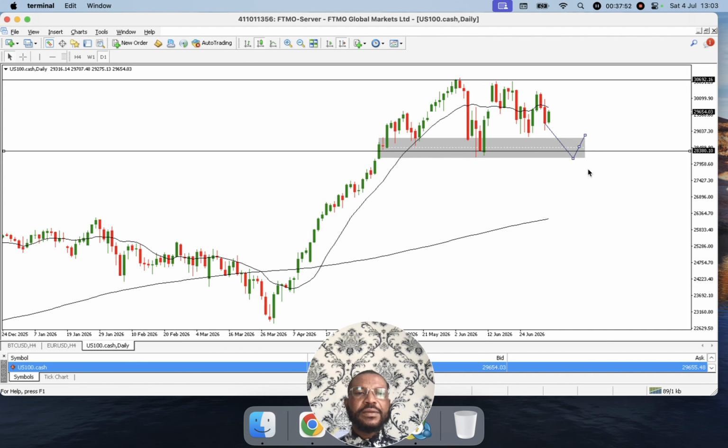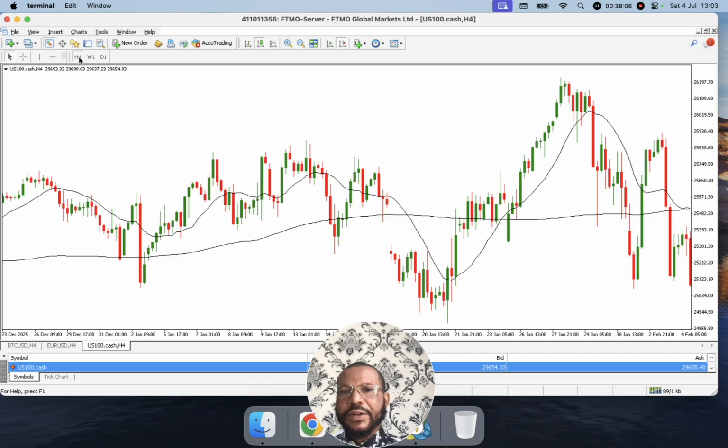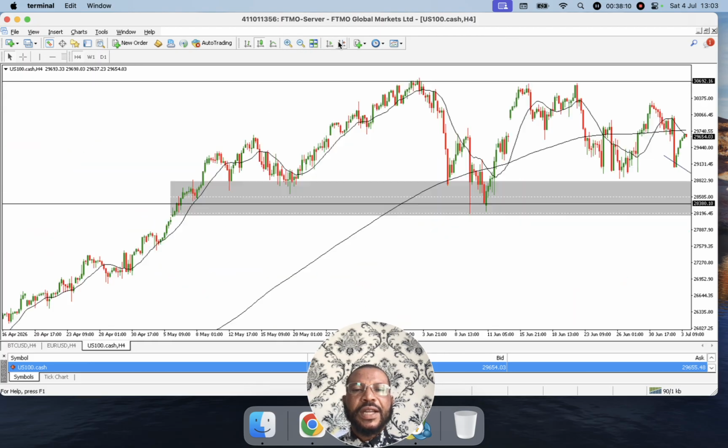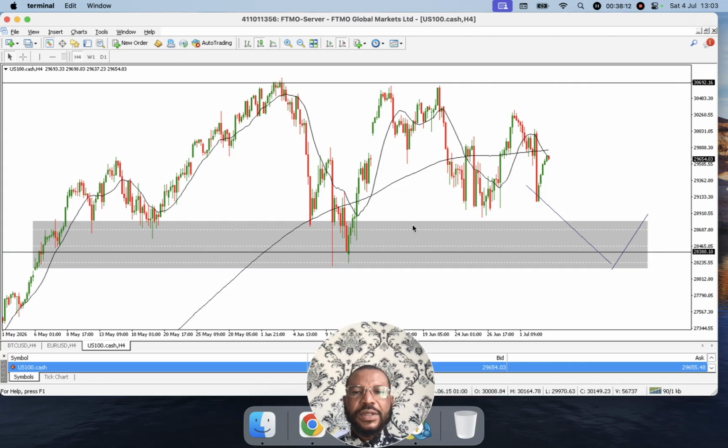Buy from here, or sell if price closes below this demand area. Buyers pull back, they can't close above, then the sellers come, and I join them here. Understood? Let's go back to the higher time frame. So this is the higher time frame on the Nasdaq. These areas were spotted on the daily time frame. So let's take this.